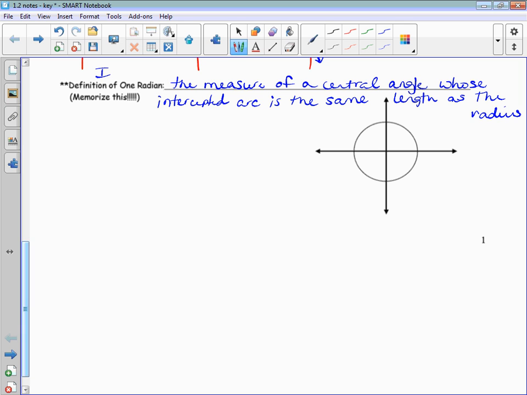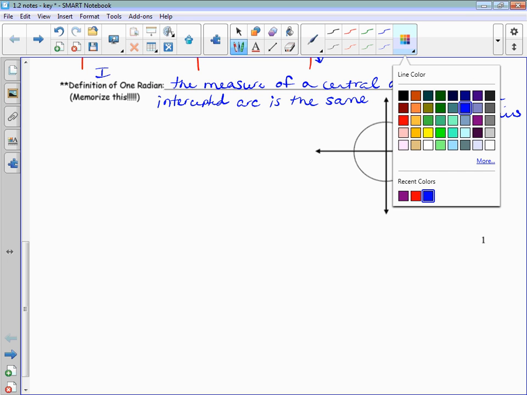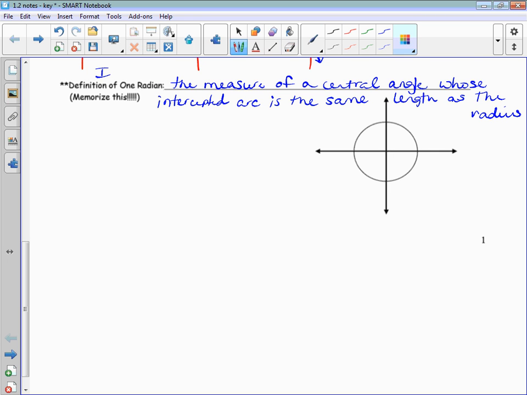Okay. Then the intercepted arc. You remember that? If I extend both sides of an angle, that is the intercepted arc. You don't have to write this, I'm going to erase it. Okay, it's like where they meet the circle. All right, then we're talking about the length of that arc being the same as the radius. So I'll show you what that means.